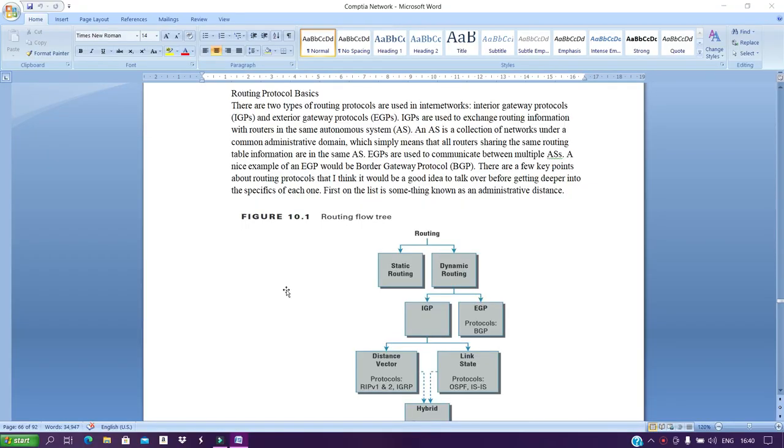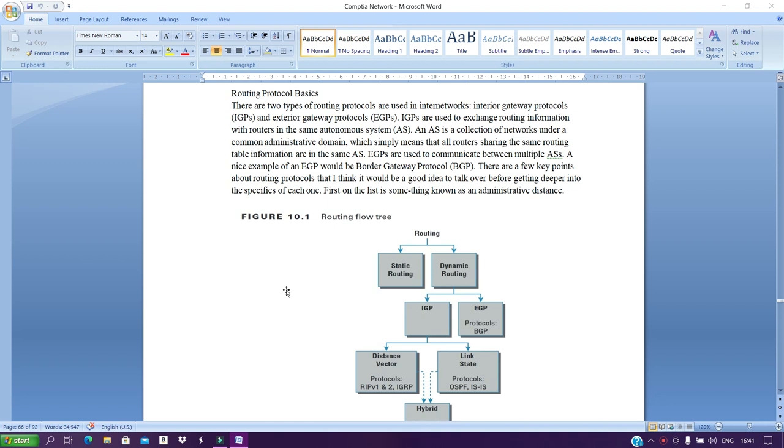Routing Protocol Basics. There are two types of routing protocols used in internetworks: Interior Gateway Protocols (IGPs) and Exterior Gateway Protocols (EGPs). IGPs are used to exchange routing information with routers in the same autonomous system (AS). An autonomous system is a collection of networks under a common administrative domain, which simply means that all routers sharing the same routing table information are in the same AS.